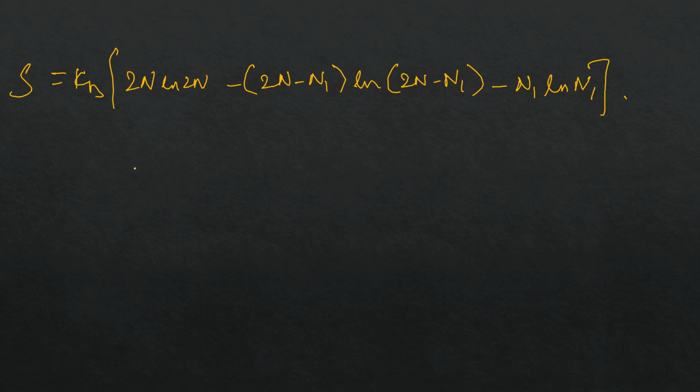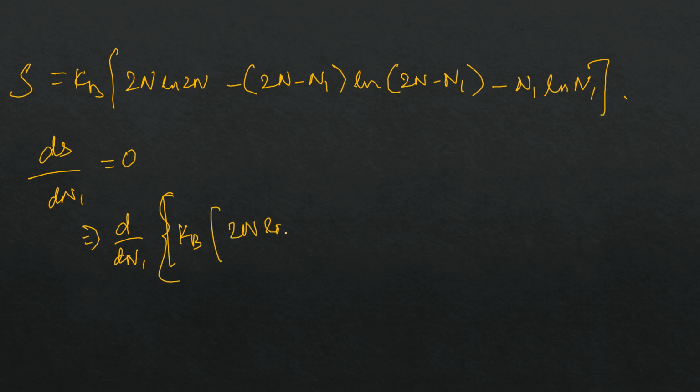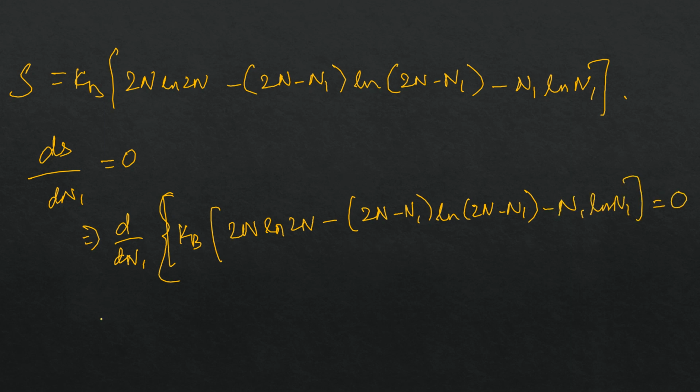The question is the number of spin-up particles for which the entropy of the system is maximum. So for entropy to be maximum, dS by dn1 should be zero: d by dn1 of k_B times 2n ln 2n minus (2n minus n1) ln (2n minus n1) minus n1 ln n1 is equal to 0. k_B goes to the other side, and the derivative of the first term is 0. So we get ln (2n minus n1) plus 1 minus 1 minus ln n1 is equal to 0.